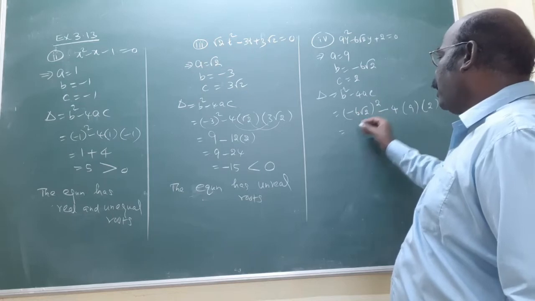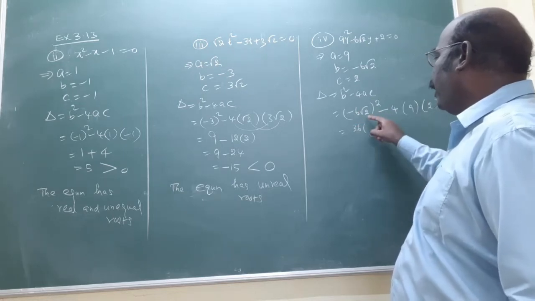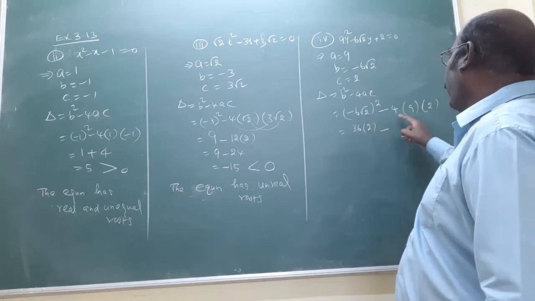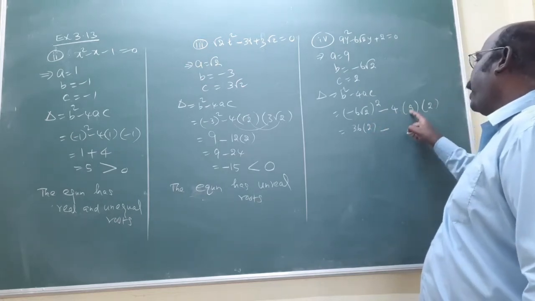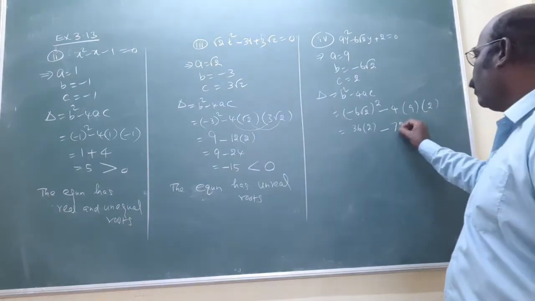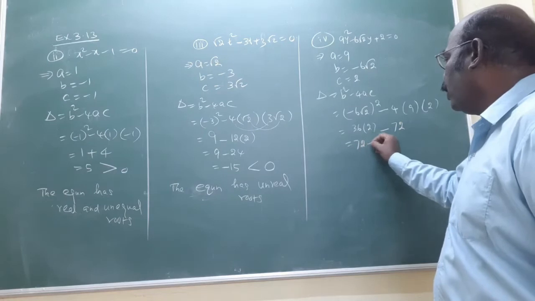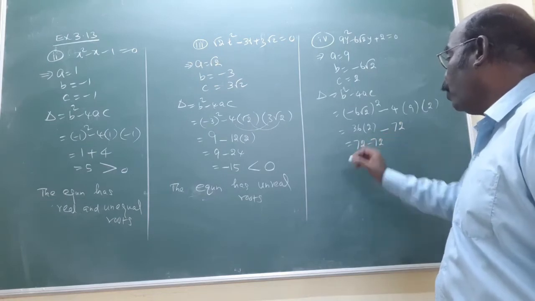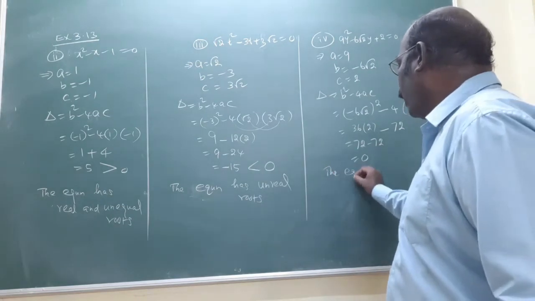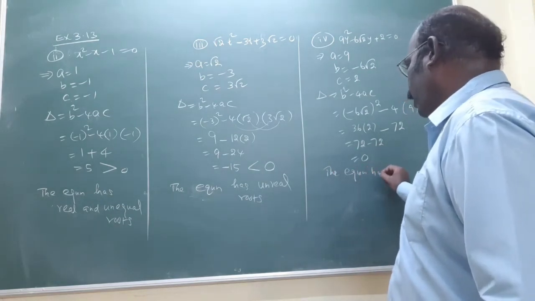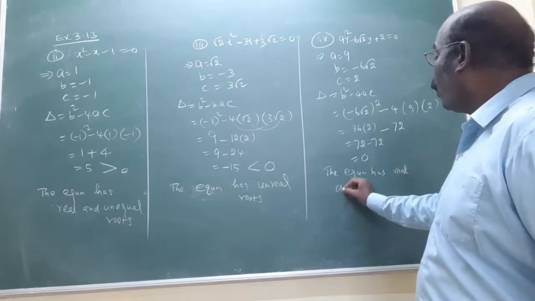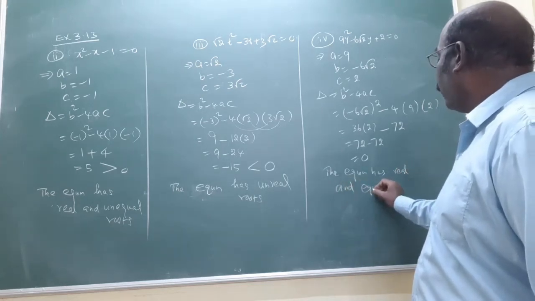6 square means 36. The root 2 times root 2 means only 2. Minus, multiply 4 nines are 36, 36 into 2 is 72. Here 72, here also 72. Therefore, 0. Exactly 0. Therefore, the equation has real and equal roots.